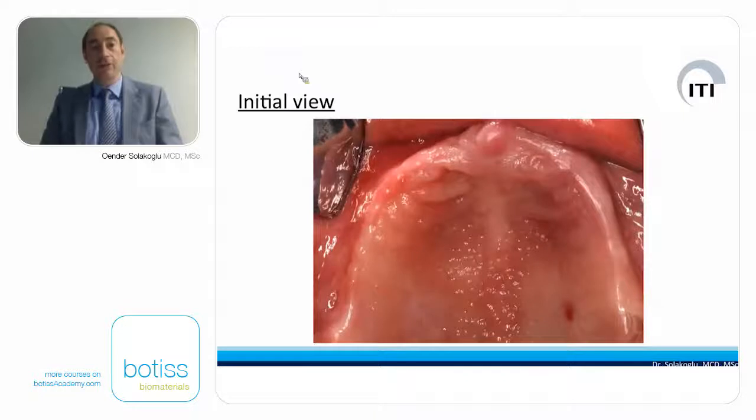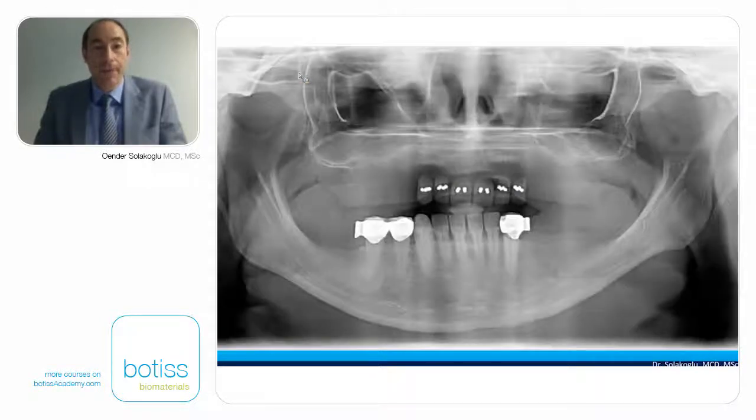This is the initial view, and as you can see here, we have a very, very atrophic maxilla in this situation, as you can appreciate on the radiograph. We see that the sinuses are huge, that there's almost no bone height below the sinuses, and no way to insert implants in the maxilla from this point of view.